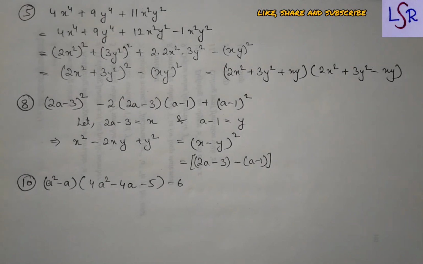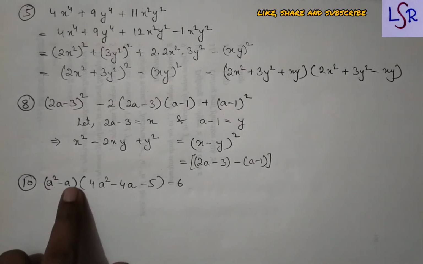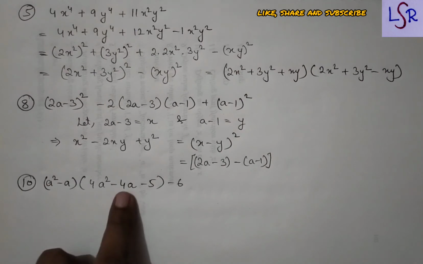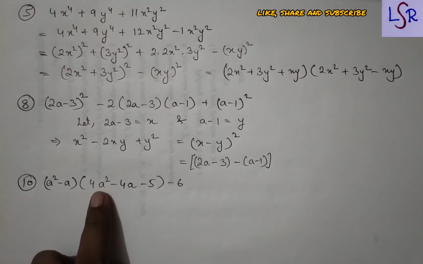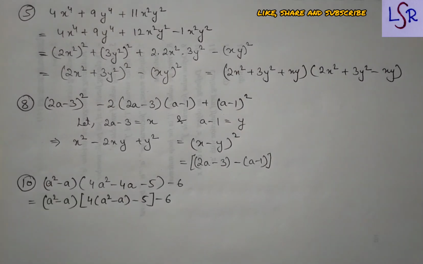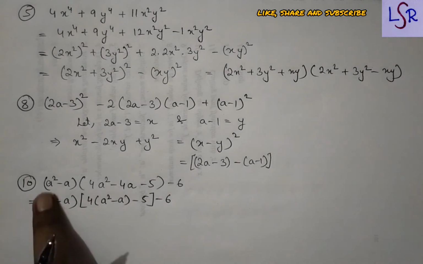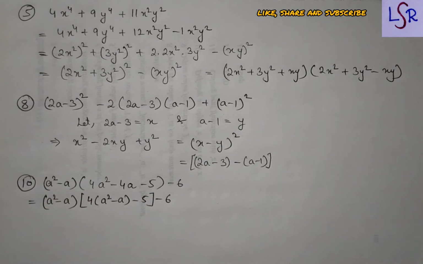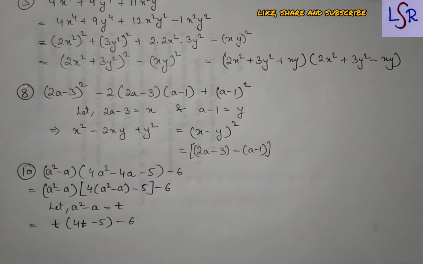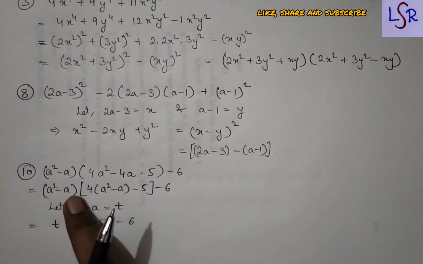Here in this question we are having a square minus a, and if we take 4 common from this, we'll again get a square minus a. Here we have got this. Now we can take a square minus a as common as somewhere alphabet like t, and we got this after replacing a square minus a by t.